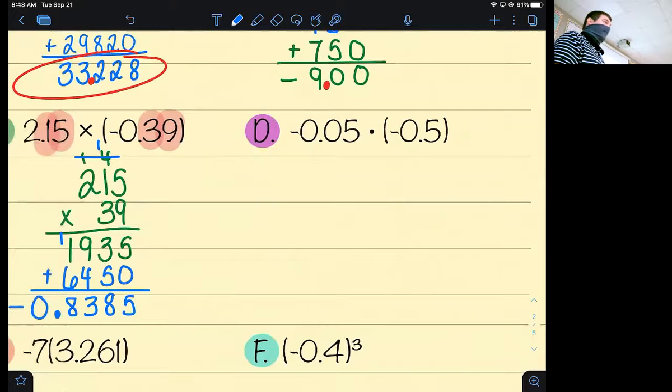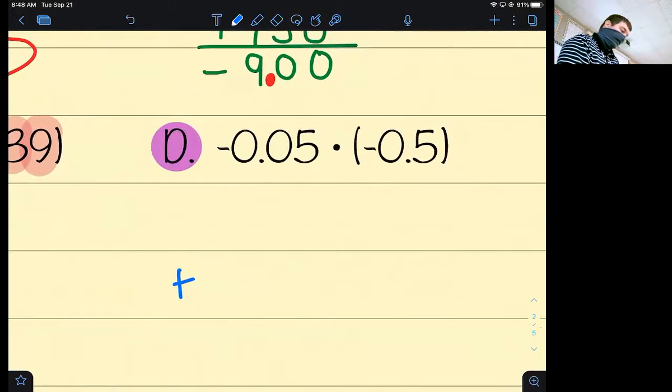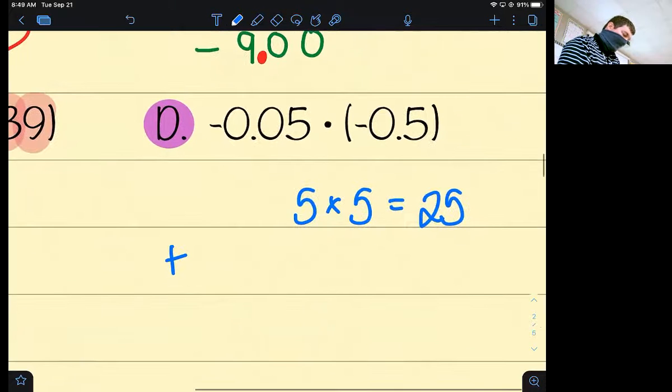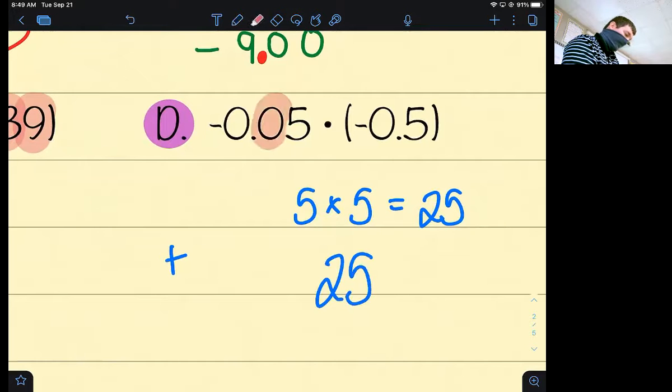Example D. How many negatives do I have? 2 makes a positive. That plus is going to remind me that I've got a positive answer here. That's all it takes. If I ignore the decimal points, what am I multiplying? What is 5 times 5? That's right. Now, how many decimal places does my 25 need? 3, which is interesting. I've only got 2 digits.